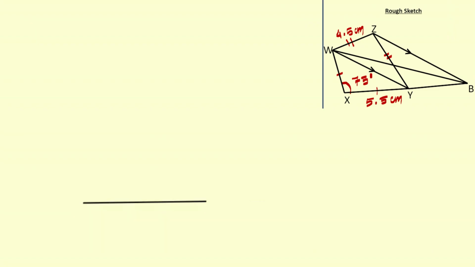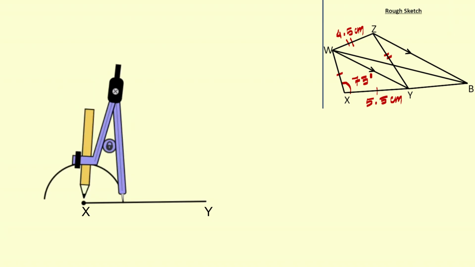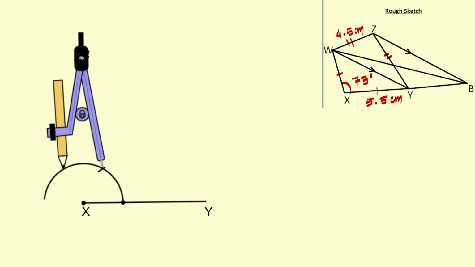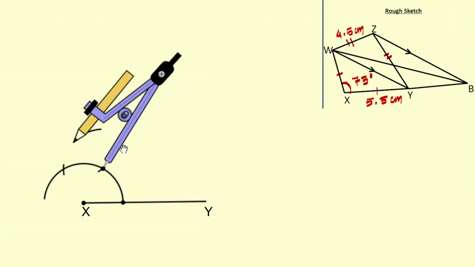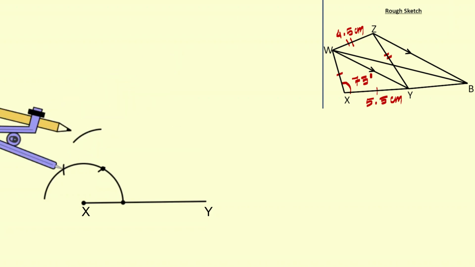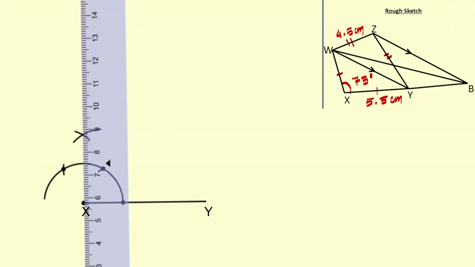This is XY. Now at point X, we have to make 75 degree. So let's make 75 degree. Okay. This is 60. This is 120. Now we need to make 90. This one is 90. This is where the 90-degree line passes through.